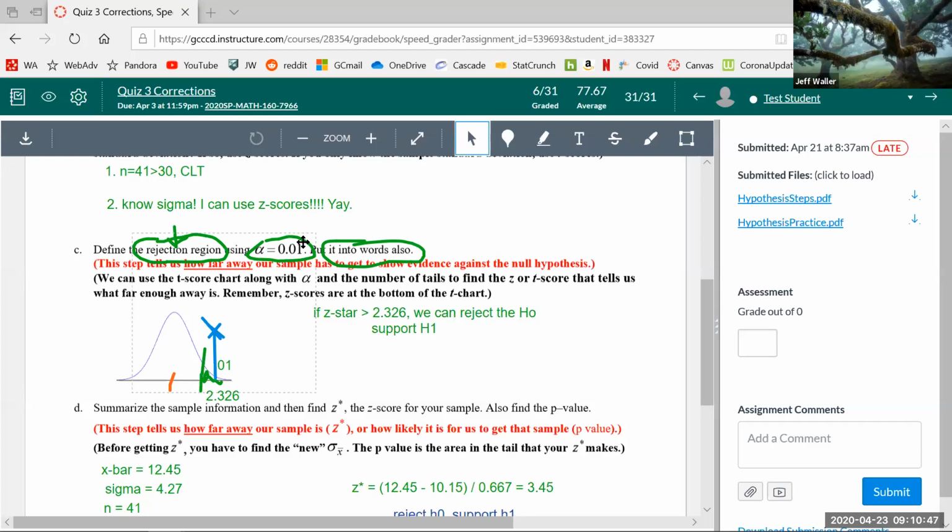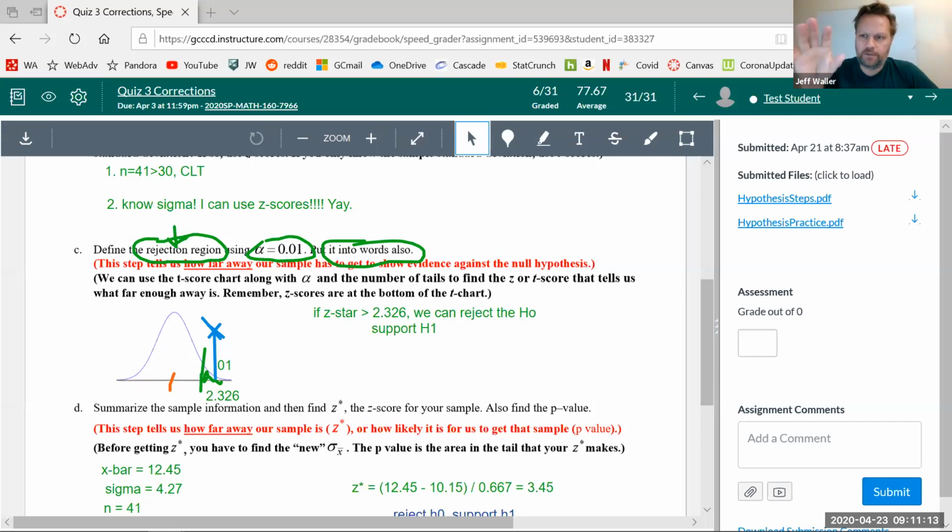We, of course, used the t-score chart. I disappeared on magic. Let me turn off my background. I don't know how to do that. Oh, here we go. Okay. Otherwise, all right. How did I do that? Use a t-score.